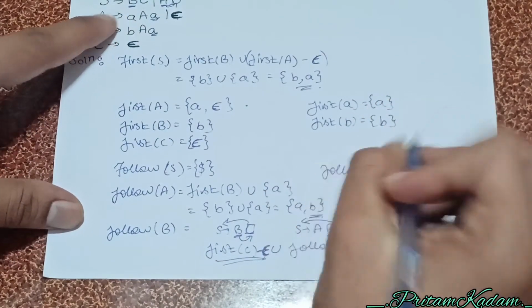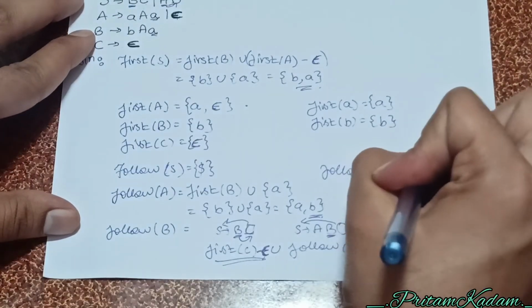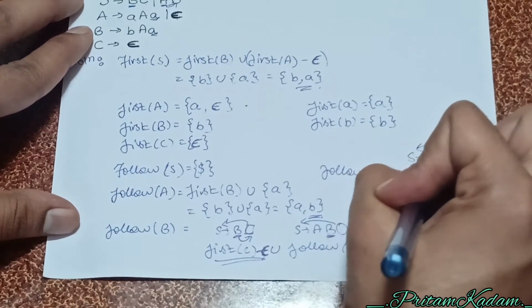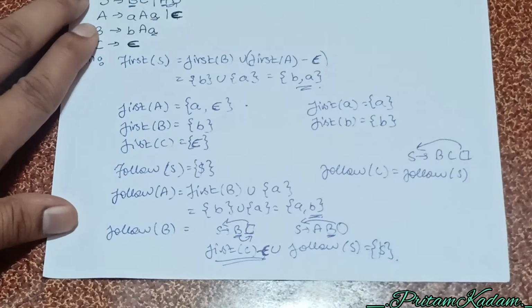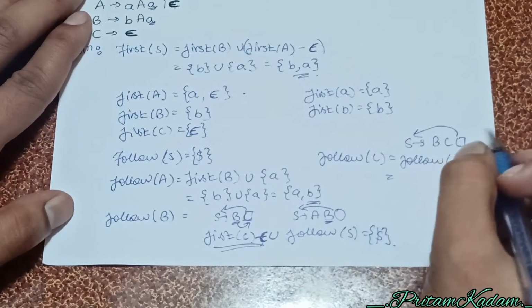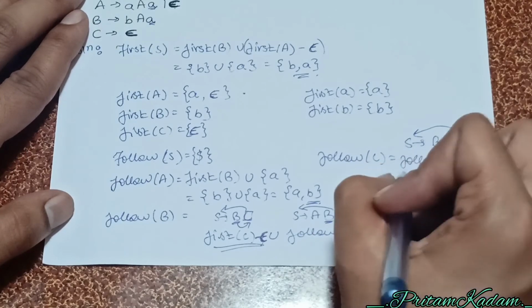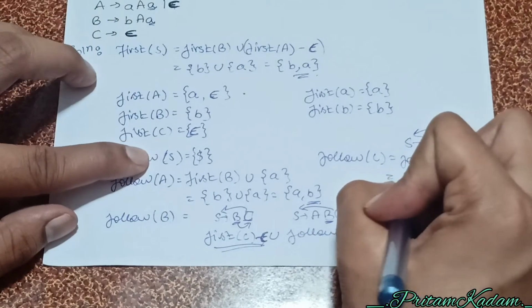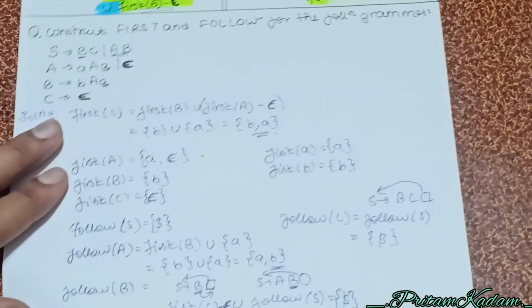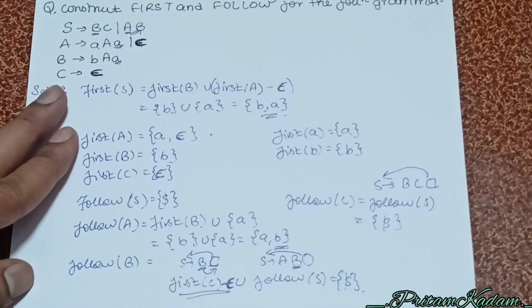Let us find the follow of capital C, which is equal to follow of S only, because in the first production we have nothing after C. So follow of C equals follow of S, which is equal to dollar. We have already found the follow of S over here. So we have found the first and follow of this grammar.